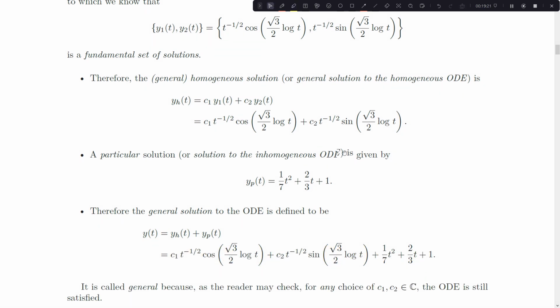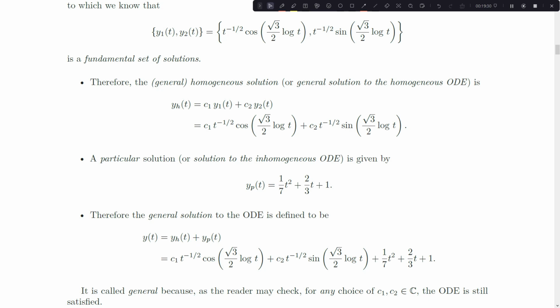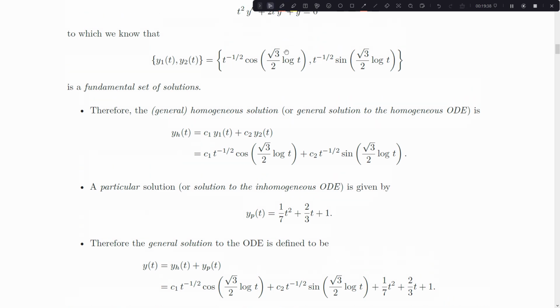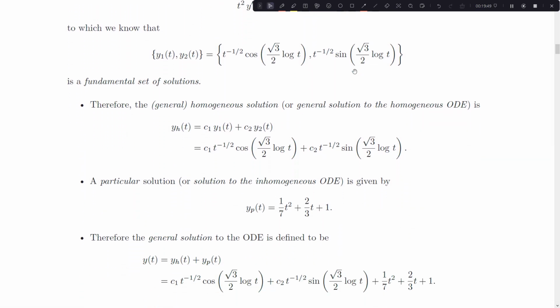And that's going to give me my general solution. It's called general because you can check that for any choice of C1 and C2, the ODE will be satisfied. So no matter what C1 or C2 I grab from this and plug into my original ODE, the original inhomogeneous ODE right there, any of the choices I make for C1 and C2 will solve this equation. That's why we call it general.